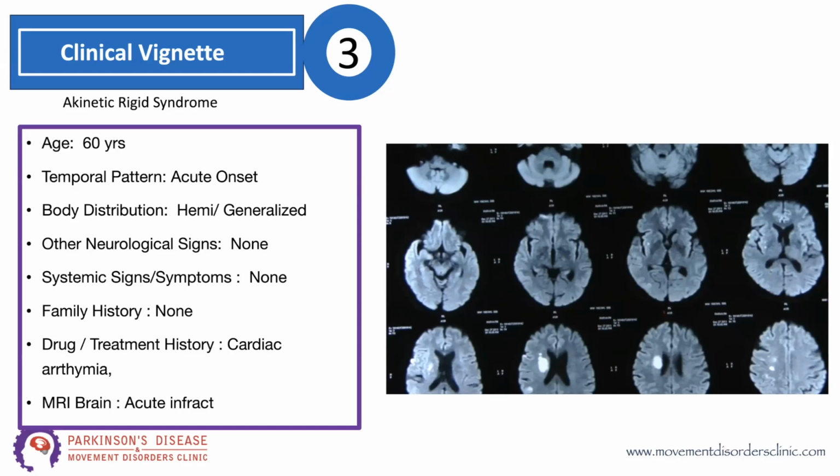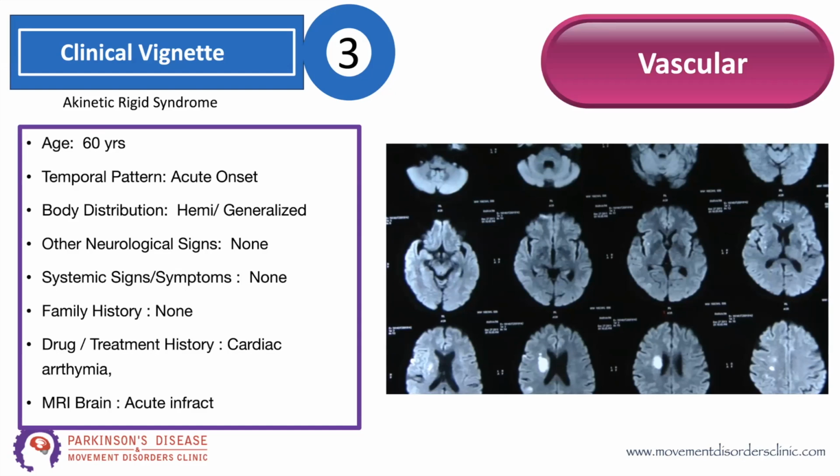So we know that this patient had an acute onset of akinetic rigid syndrome. Now we know that this acute onset of akinetic rigid syndrome is possibly related to a vascular event that has happened. We call it vascular Parkinsonism. The cause of the akinetic rigid syndrome is a vascular event.